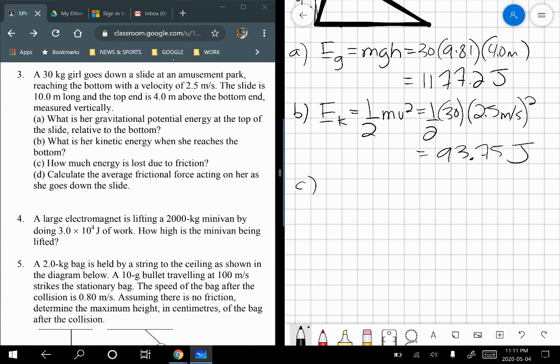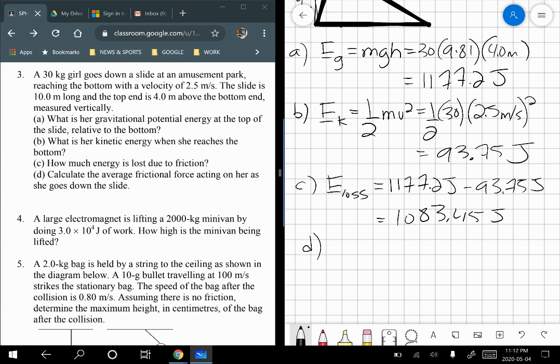C just says how much energy was lost. So your energy loss is just going to be equal to what you had at the top, 1177.2 joules, subtract what you had left at the bottom, 93.75 joules. That will tell you how much you lost. I'm typing that in right now, 1177.2 minus 93.75, and it gives me 1083.45 joules. I haven't been rounding these, so it's not going to match exactly what you've got if you scroll down to the answers, but it's going to be good enough, I hope, to show you how to do these problems.